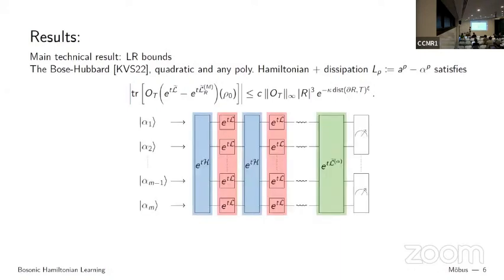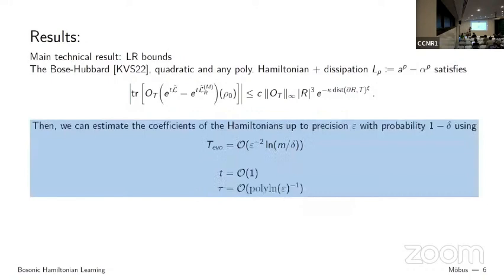Okay. So if you have this Lieb-Robinson bound, we can prove the following, which is exactly what we want to achieve. We can estimate the coefficients in the Hamiltonian, like the lambdas, mus, and us in the Bose-Hubbard model, up to a precision epsilon with some underlying probability coming from the probabilistic nature of quantum physics. We need the standard quantum limit, so a total evolution time of epsilon to the minus 2, and logarithmic scaling in the number of modes, so the system size. The maximal time we need is constant, and the resolution time, so the smaller time step we need for our interpolation scheme, is polylogarithmic in epsilon to the minus 1.